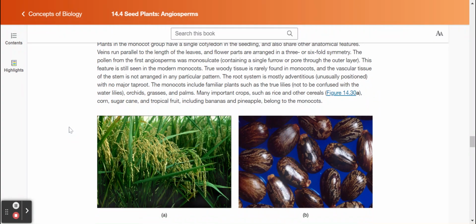True woody tissue is rarely found in monocots, and the vascular tissue of the stem is not arranged in any particular pattern. The root system is mostly adventitious, unusually positioned, with no major taproot. The monocots include familiar plants such as the true lilies, not to be confused with the water lilies, orchids, grasses, and palms. Many important crops, such as rice and other cereals, corn, sugarcane, and tropical fruit, including bananas and pineapple, belong to the monocots.